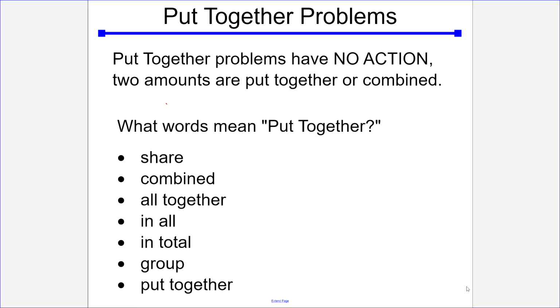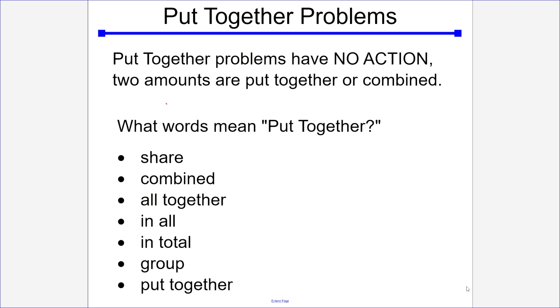Put-together problems are problems that have no action. The two amounts are simply put together or combined. This is different than the other problem type we've learned about this year, get more. Get more problems have a get more action. Put-together problems have no action. They're simply two amounts that are put together.